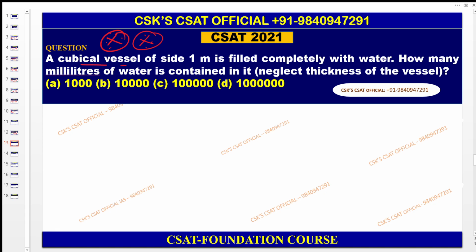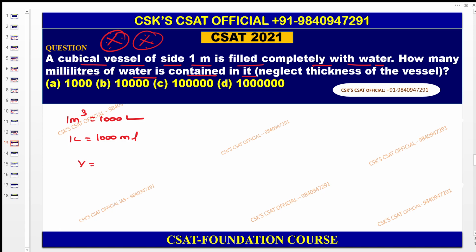A cubical vessel of side 1 meter is filled completely with water. How many milliliters of water is contained in it? Neglect the thickness of the vessel. First thing, just now we have mentioned this one: 1 cubic meter is equal to 1000 liter, and 1 liter is equal to 1000 ml. At least have this kind of basics.